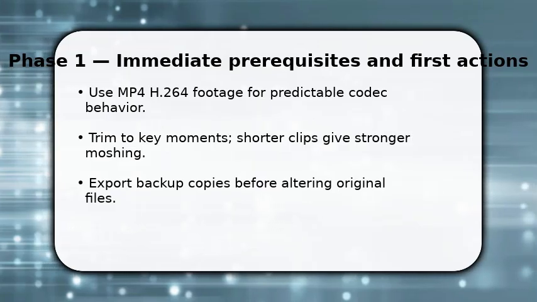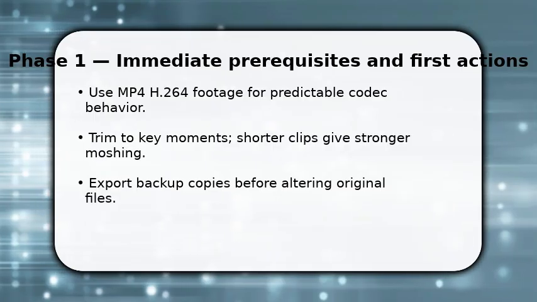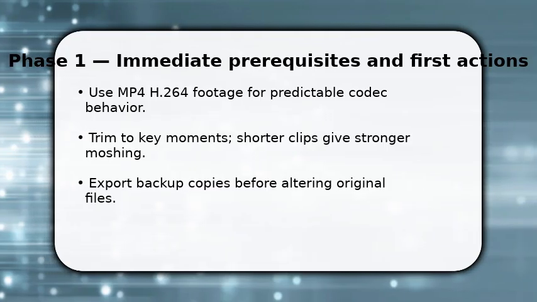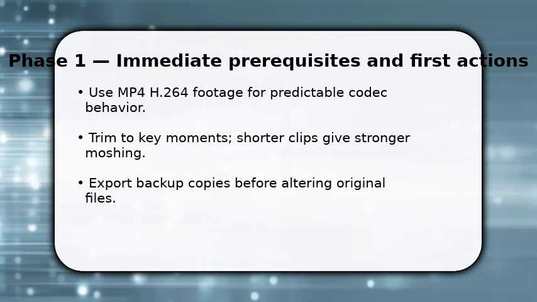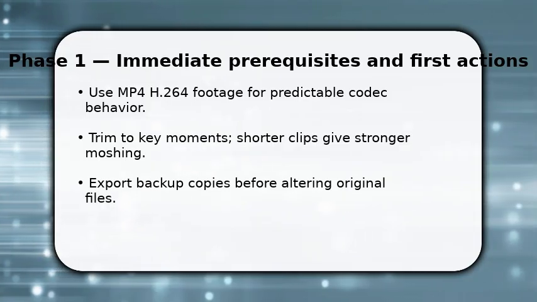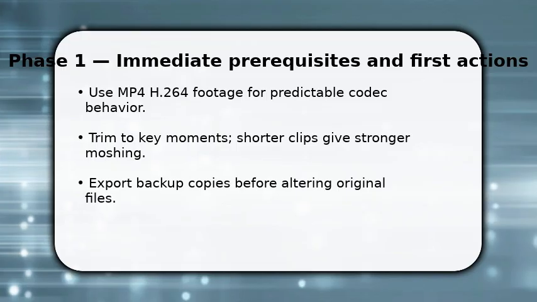You start by importing clips into Datamosh 2 and picking a source file with H264 encoding. This matters because keyframe structure controls the mosh. Once imported, scrub to a short transition point and mark in and out. Shorter segments create more dramatic results.